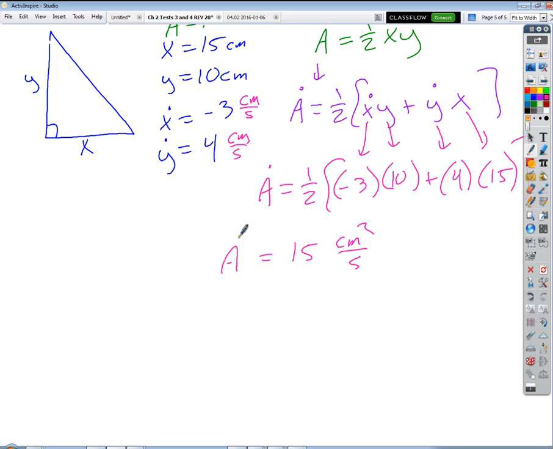That's it. So at that instant in time, that snapshot in the film, that is the rate at which the area is changing. It's increasing at a rate of 15 square centimeters every second.